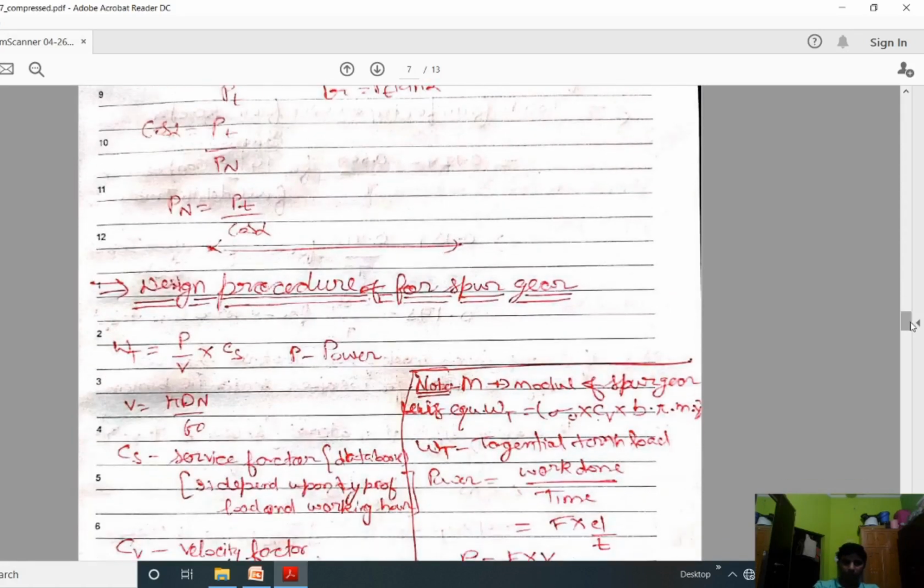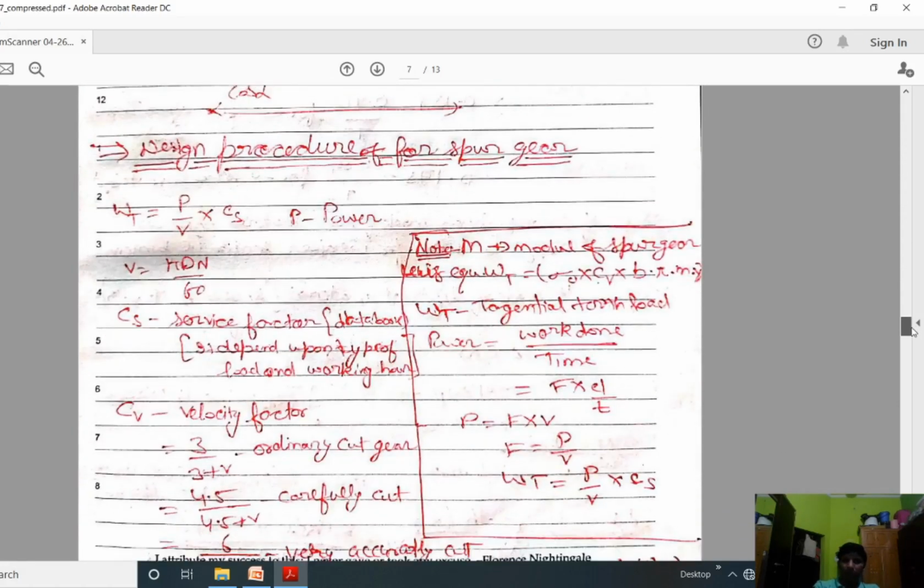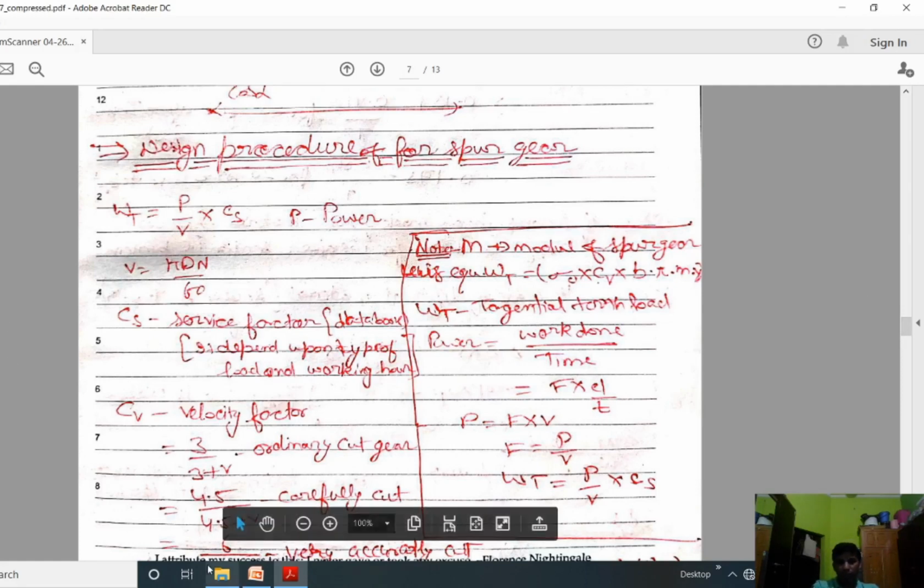So this is the design procedure for a spur gear, and I already told you that I won't discuss the formulas used in the numerical problems, because you have your data design book as well as your textbooks. You may find these formulas in your data design book, whichever one you have. You can prefer any book, such as VB Bhandari, RS Khurmi, or any other book.